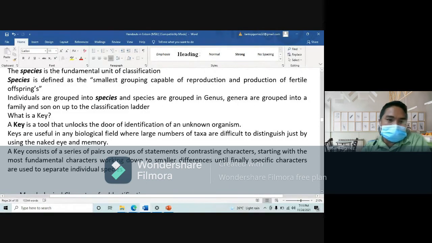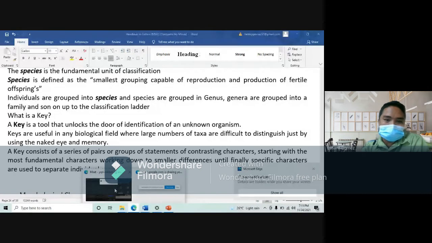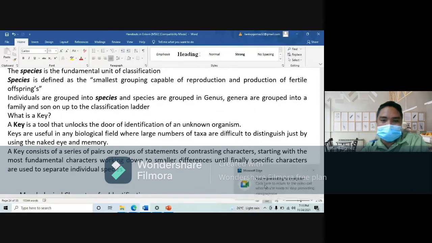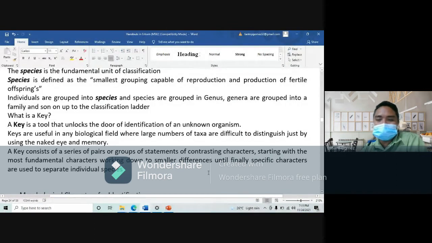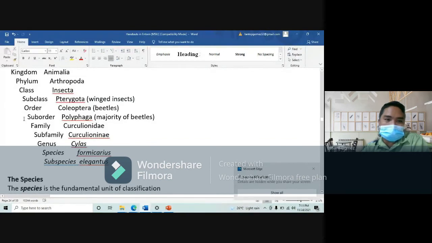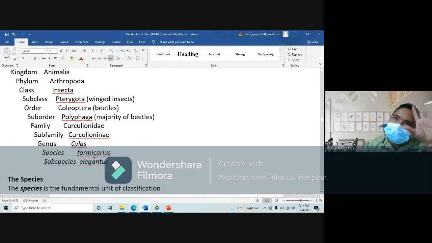A K consists of a series of pairs or groups of statements of contrasting characters, starting with the most fundamental characters, working down to smaller differences until finally specific characters are used to separate individual species. So with this K, we can get the specific name of an insect. If a new insect is discovered which is still unknown, for example.